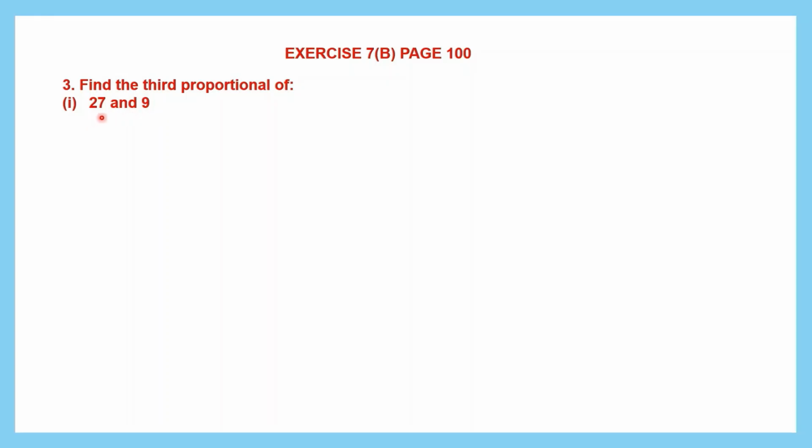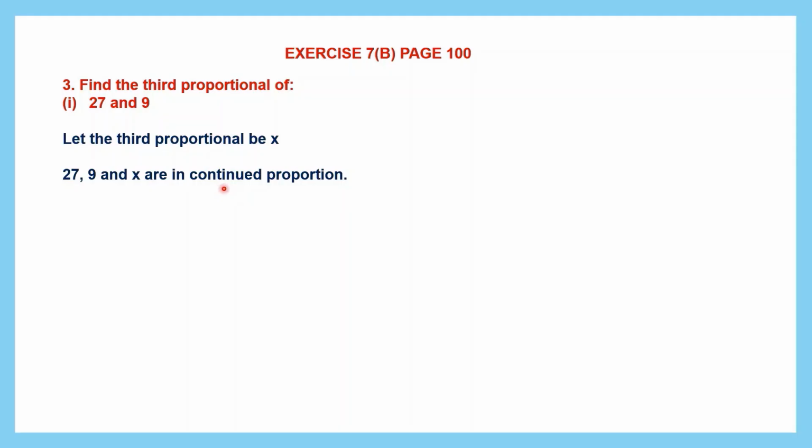Here we have been given two quantities of a proportion. Now the third quantity is known as the third proportional. So 27 and 9 are the first and the second quantities. So let the third proportional or the third quantity be x. Now we say that 27, 9 and x are in continued proportion. Now when do we say that?